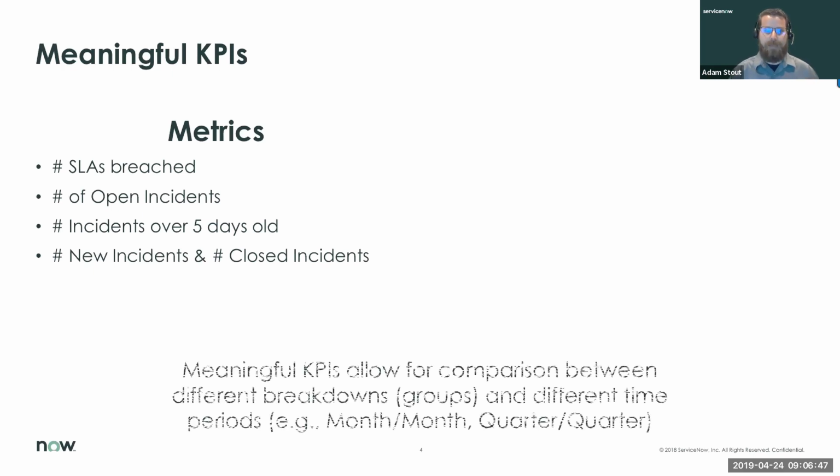What I want to see in a KPI is something that allows me to do a comparison between different breakdowns, so different groups, different data centers, different callers, whatever I want to do. And I want to compare them over time. So month over month, how is this group doing compared to that group? How is this group doing compared to itself last quarter?